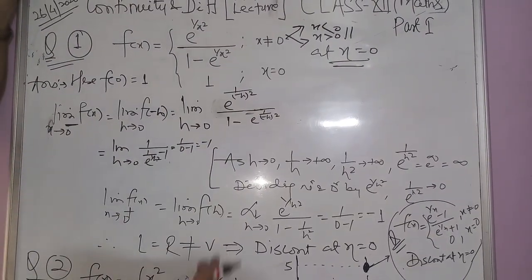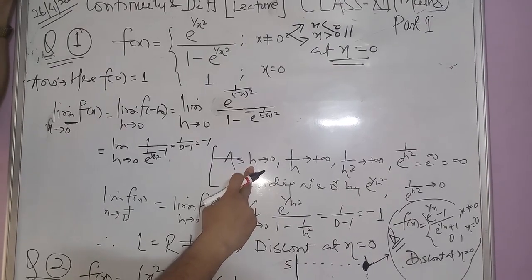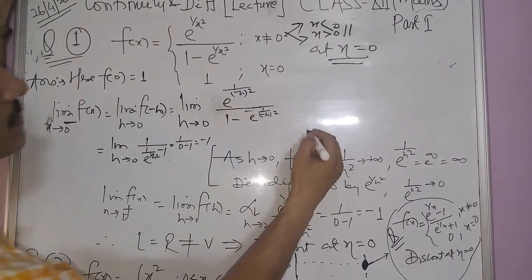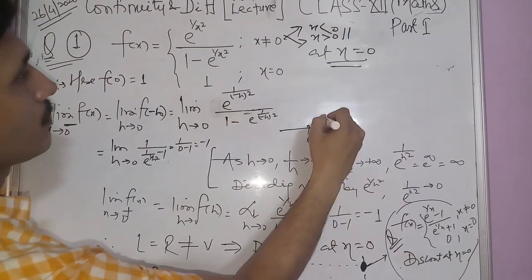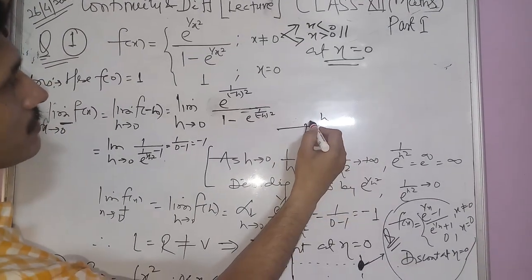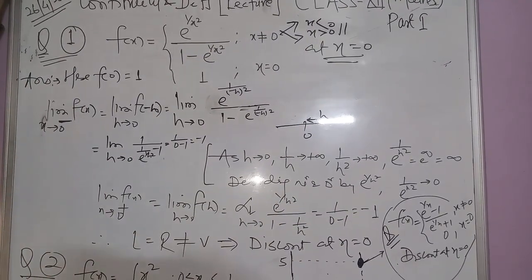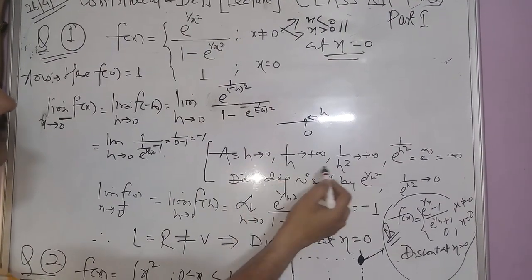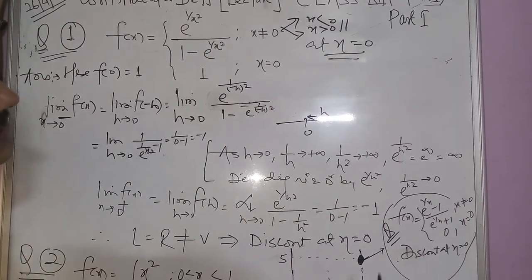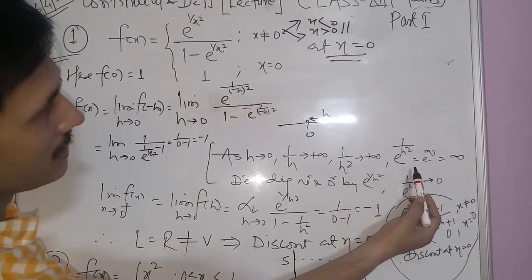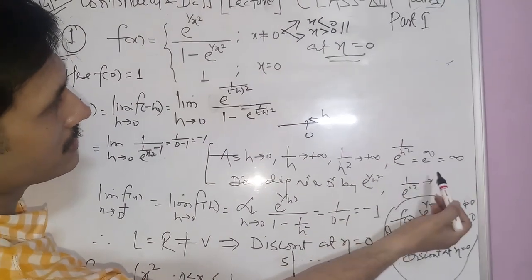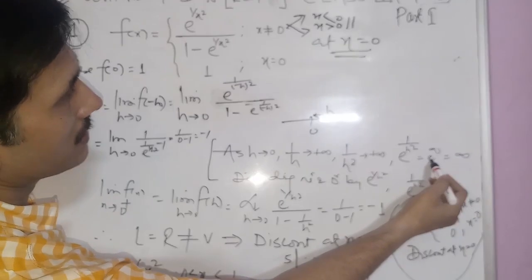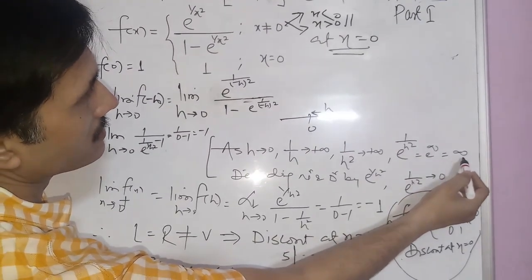Here h is a small positive number, and h tends to 0 means h tends to 0 from the right. So 1 by h tends to plus infinity, and 1 by h square tends to plus infinity. So e to the power 1 upon h square means e to the power infinity. Since the value of e is greater than 1, this will give the answer infinity.